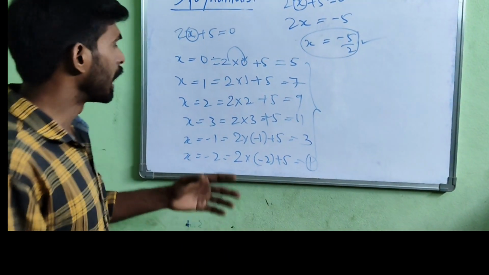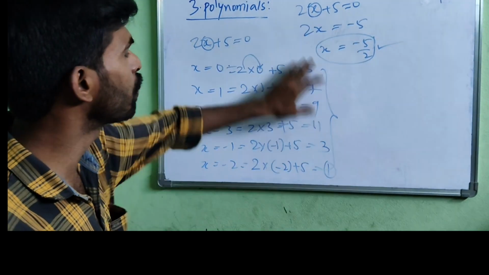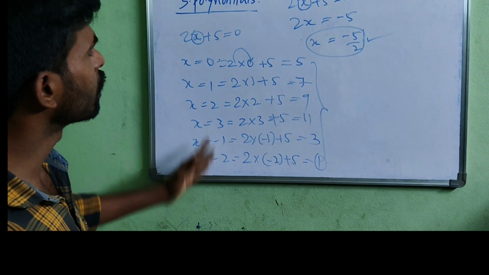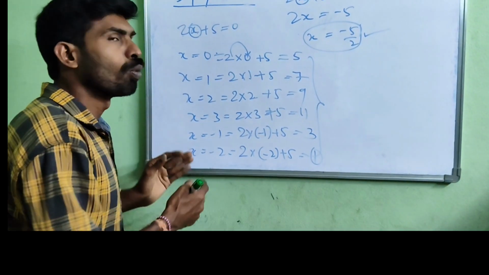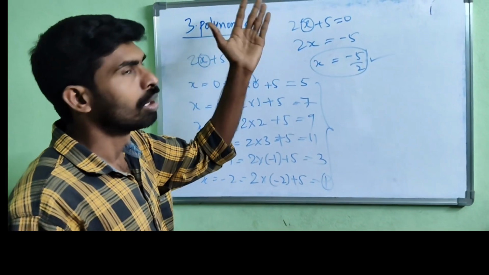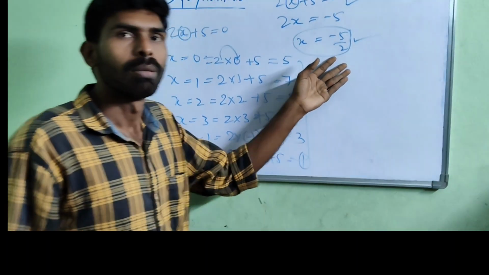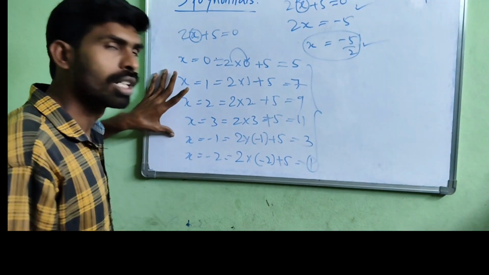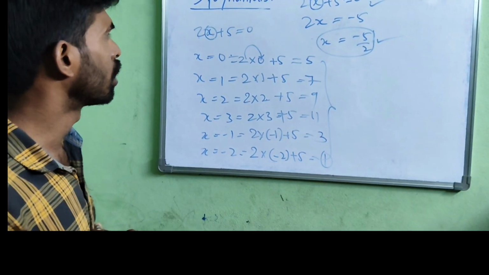But in all these assumptions, this equation is not 0 anywhere. That means these are not zeros of the polynomial. That means these are not the solutions of the polynomial. If you do it like this, most of the time you will find the zero of the polynomial. If it is a linear polynomial, you can find the zero like this. But if the equation is quadratic or cubic, you need to proceed differently, and there are different methods also. I will tell you how to proceed in the next steps.